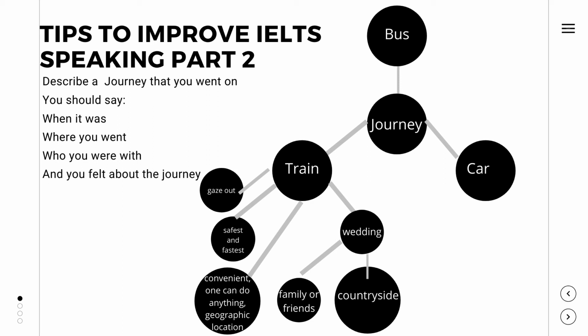Second thing is when it was. You can say that you were going to a wedding, or you can also say you were going to see a tourist attraction, you were going on a vacation or on a holiday. You can also elaborate this like that. But here we are discussing that we are going to a wedding and we are using the train to reach there.